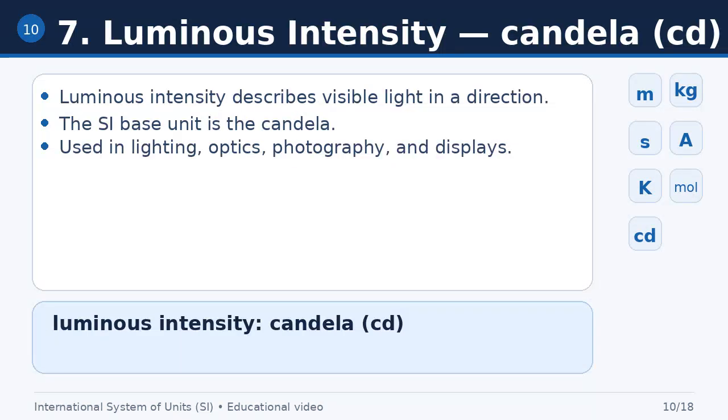The seventh base quantity is luminous intensity. Its SI base unit is the candela, written cd. Luminous intensity describes the amount of visible light emitted by a source in a particular direction. It is important in lighting technology, photography, display engineering, optical science, and applications where human visual response matters.